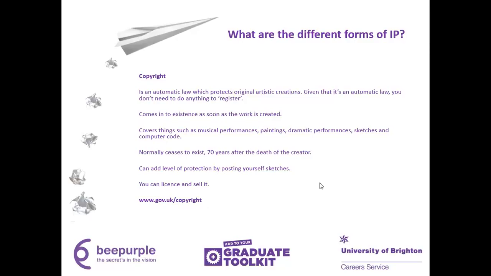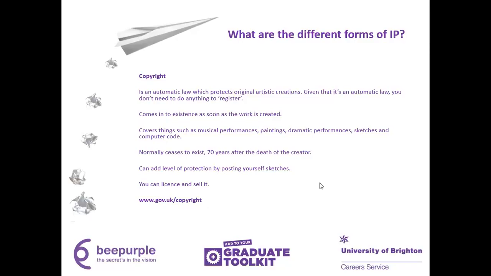And then finally, there's copyright. There's a lot of misunderstanding about copyright. You don't actually have to do anything to get copyright because it's an automatic law. It comes into existence as soon as you actually create the work. And as you can see on here, it covers artistic creations. That word can be a bit confusing as well because it covers things like musical performances, paintings, dramatic performances, sketches, and computer code. So you can see why people might get confused about that, because computer code isn't particularly artistic. It comes into existence as soon as you create the work.